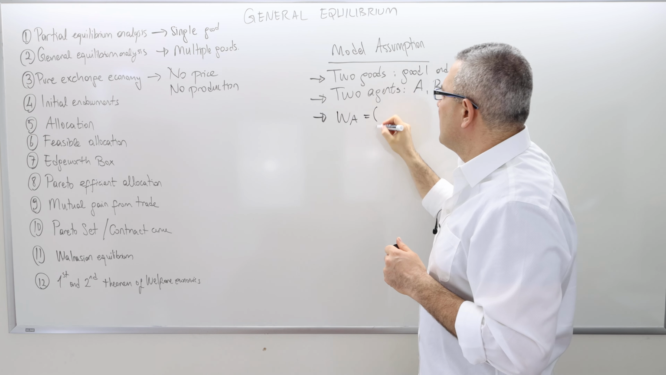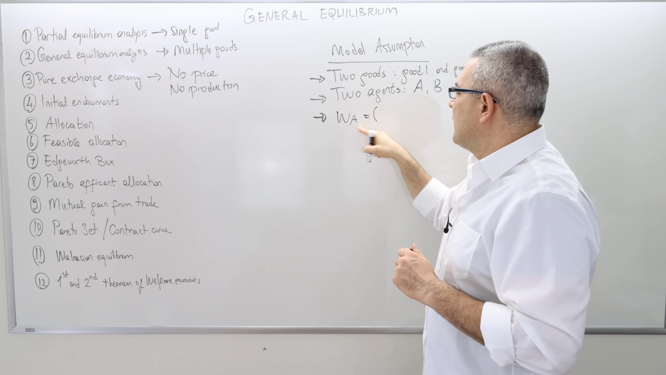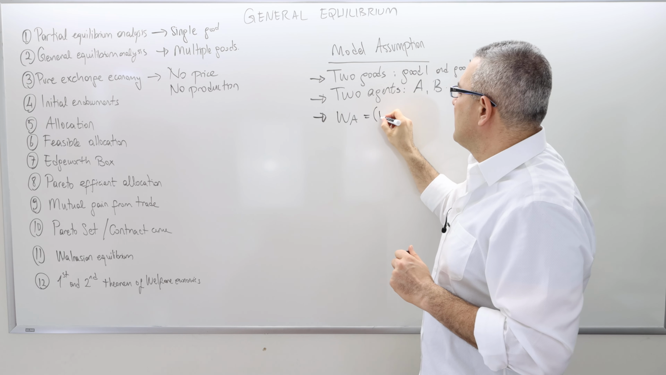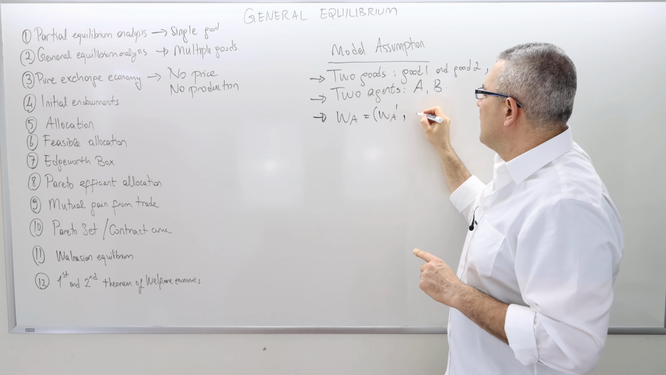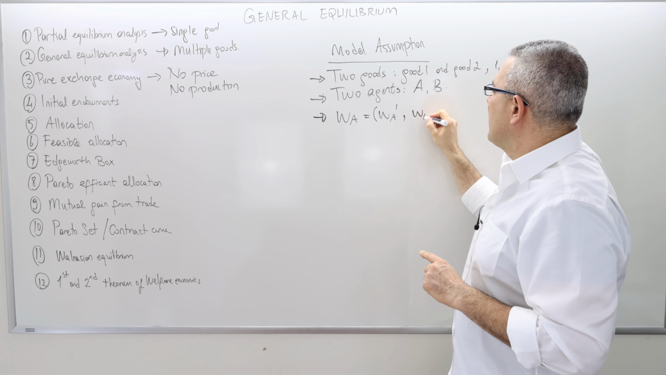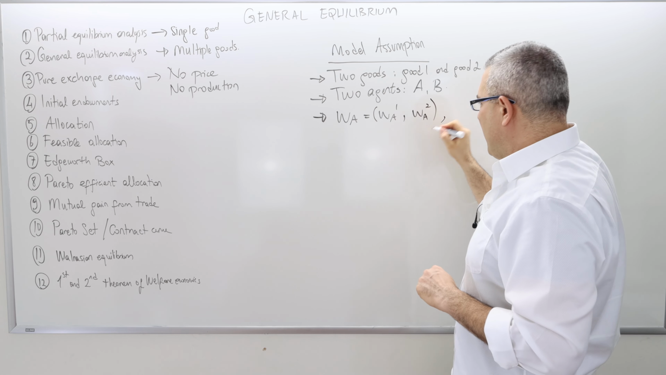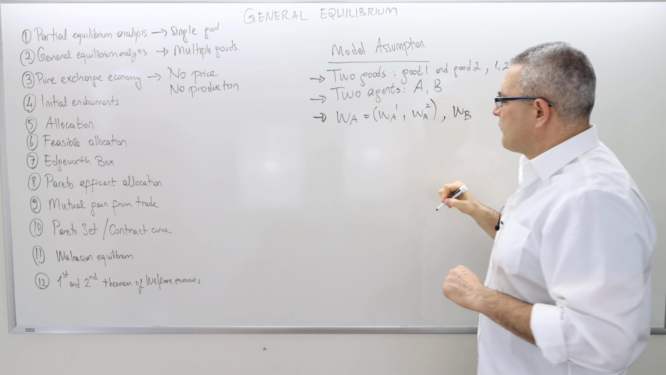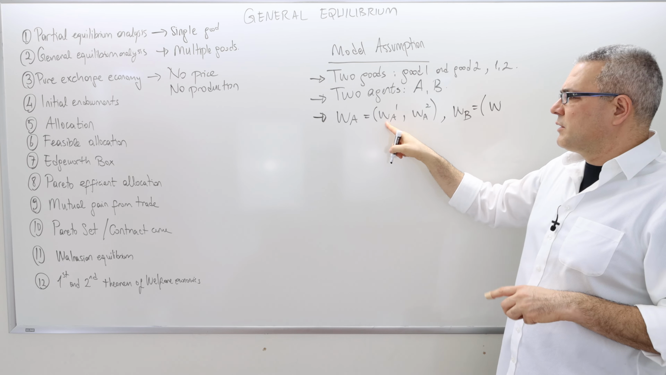The notation is also important, so be clear about the notation. Agent A brings this many good 1: the superscript 1 denotes the amount of good 1 agent A brings, written WA1. And WA2 is the amount of good 2 agent A brings. Similarly, agent B is going to bring some goods. These are numbers, like 3.